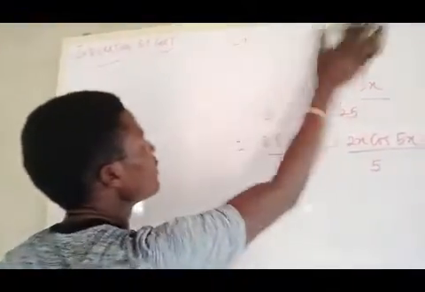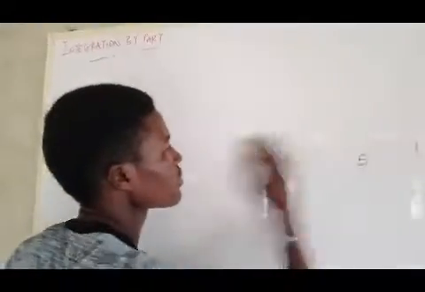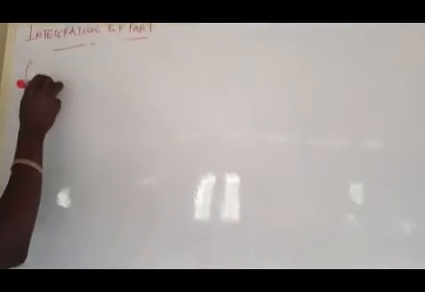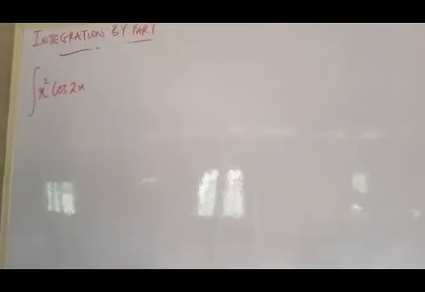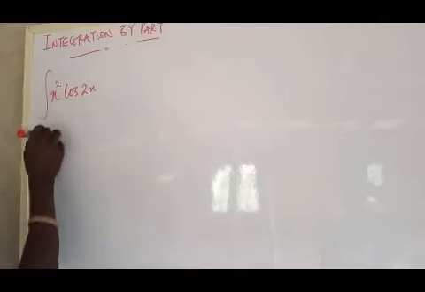All right. So let's say we have a question, integral x squared cos 2x. Now look at this question. From here now, you know that your u is what?